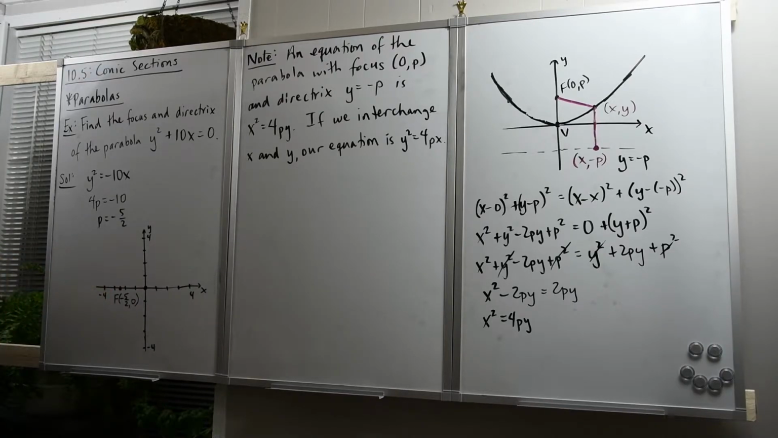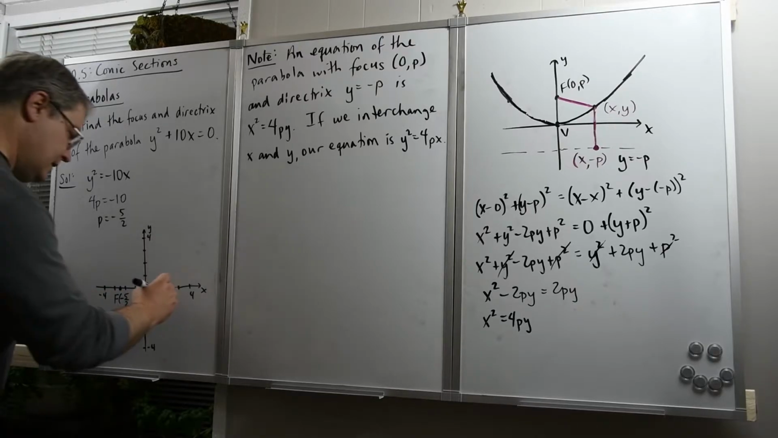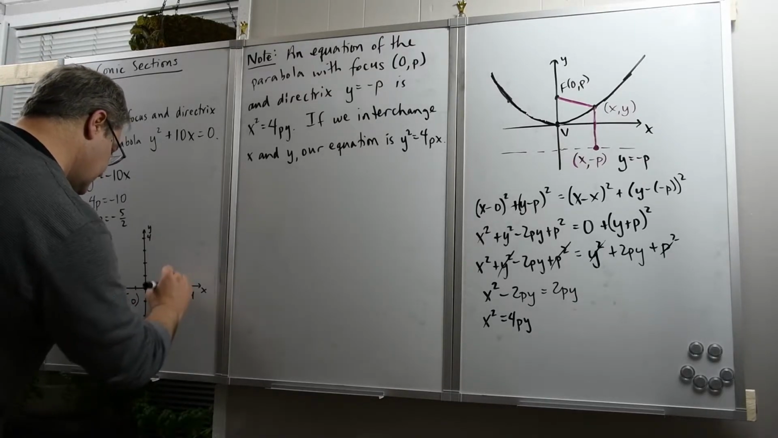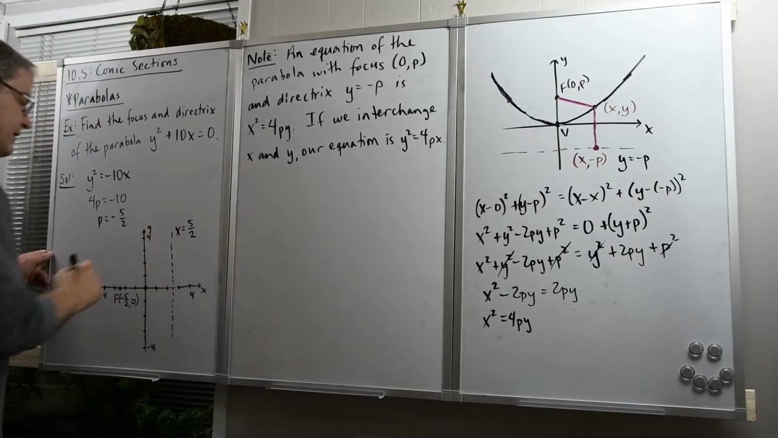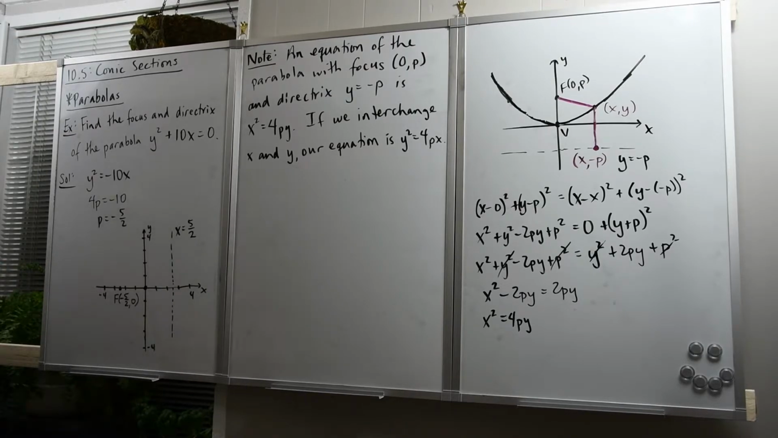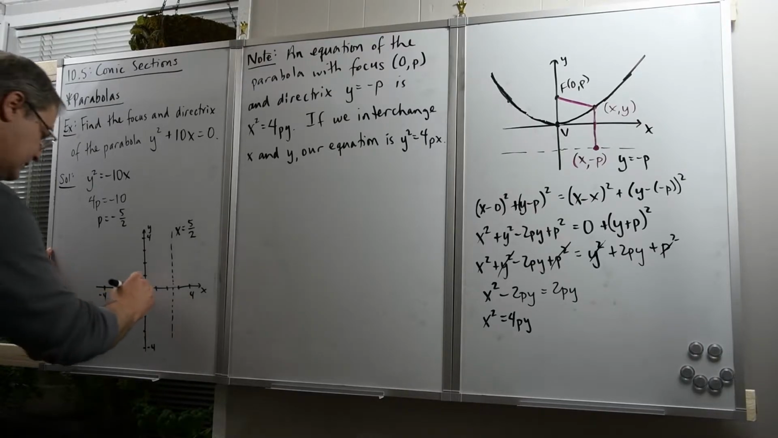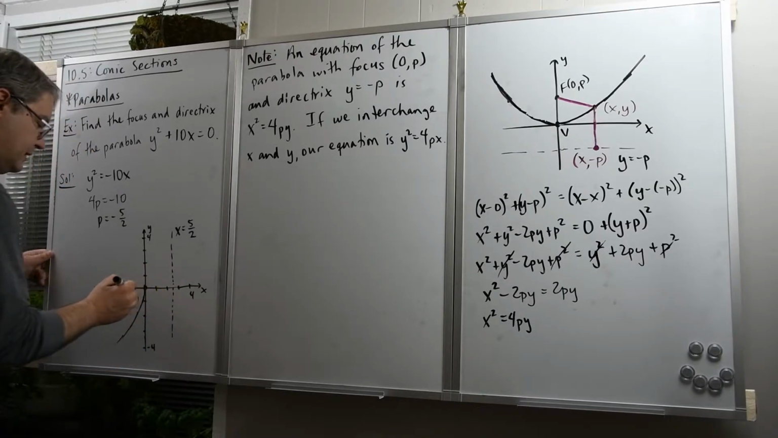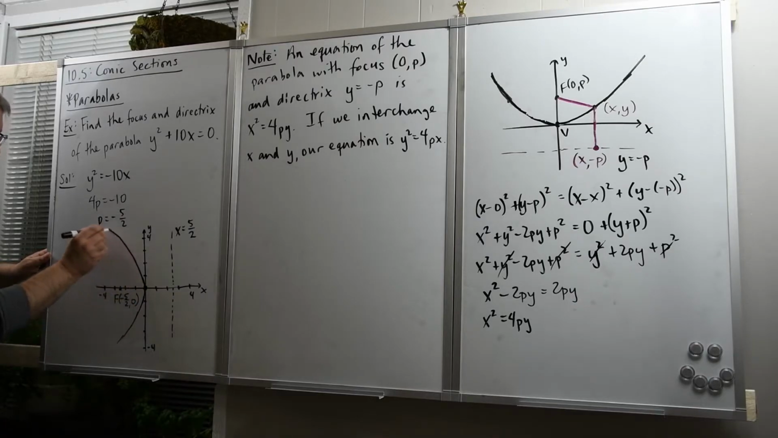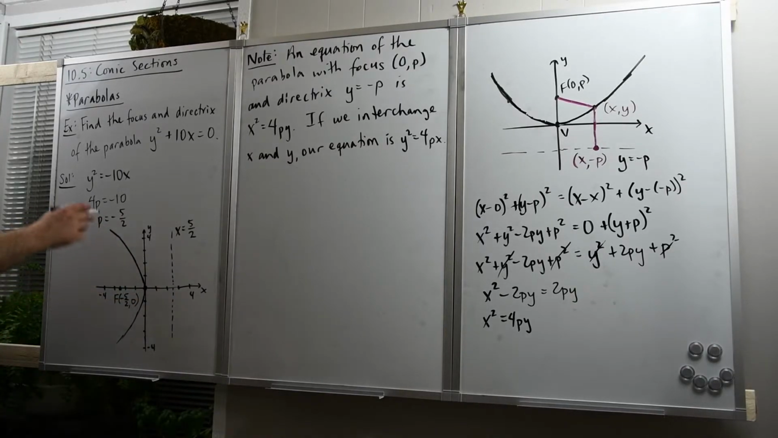The directrix will be on the opposite side of the vertex, but 2.5 units away. So if we were to draw the directrix like this, we would have x is equal to 5 halves as that directrix. And the parabola itself, well, you could just simply draw and you get a sketch. I'll just sketch it really quickly. It's going to look probably something more like that. So it's just going to open to the left, focus here, directrix there.